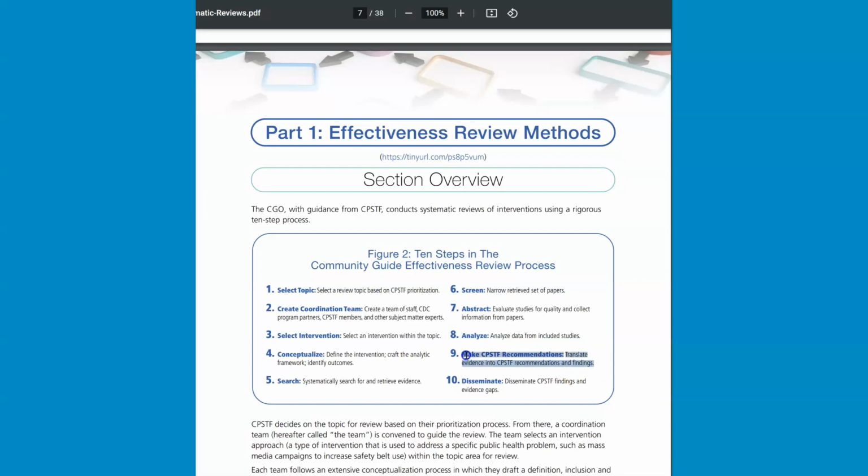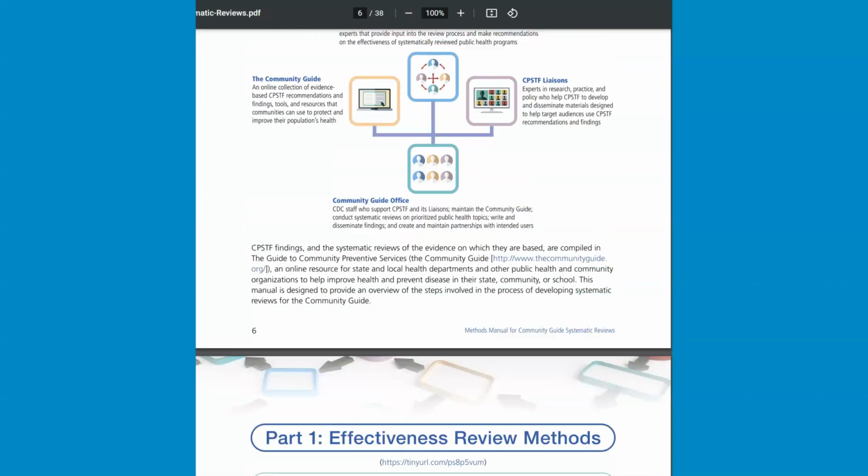And then a lot of times we end there, but number 9, we have to go further. We have to make sure that these translate into CPSTF recommendations. Now, this could be recommendations that you create for whatever you're making for your research topic, but this is for CPSTF. And then finally, dissemination. Make sure everybody knows what you found. Pretty simple and straightforward there.